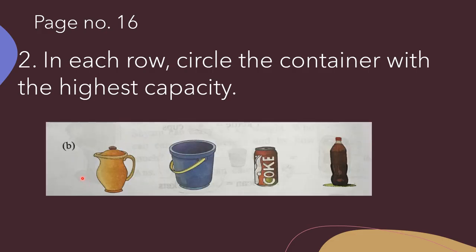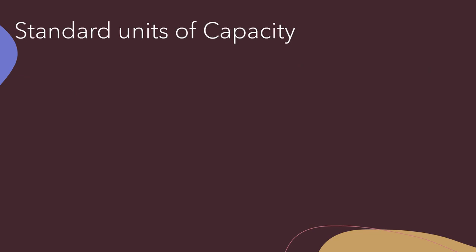Now in B part, here we have a jug, bucket, can of Coke, and bottle of Pepsi. Okay, so here which container has the highest capacity? That is bucket. So here we will circle this bucket like this. Okay beta. Now beta, the standard units of capacity. What is the standard unit of capacity?